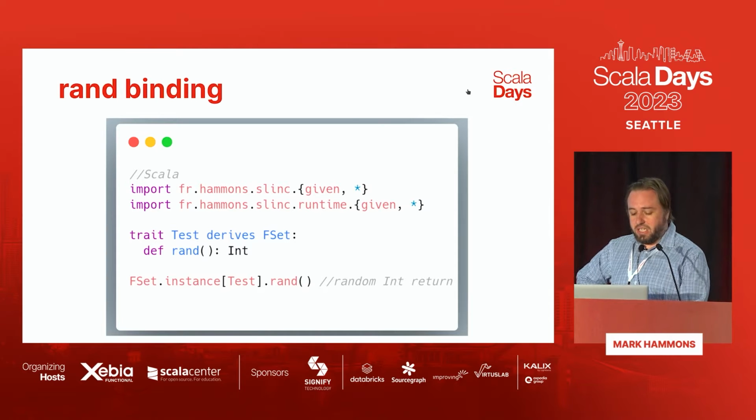And then you can summon an instance of something that looks like test that has a rand function, and you can return a random int that was generated by C. And that is a very simple hello world C binding in Slinc.